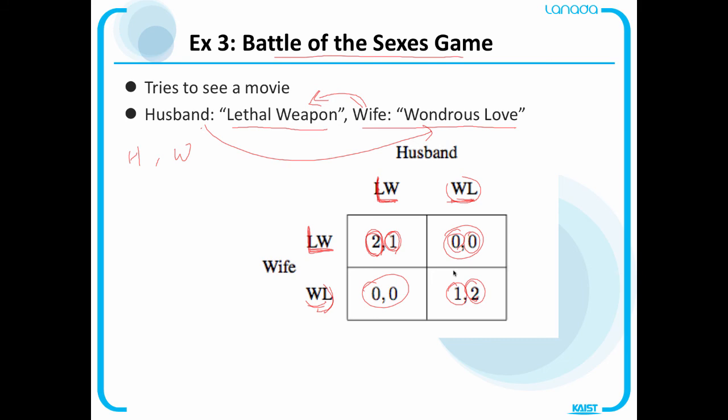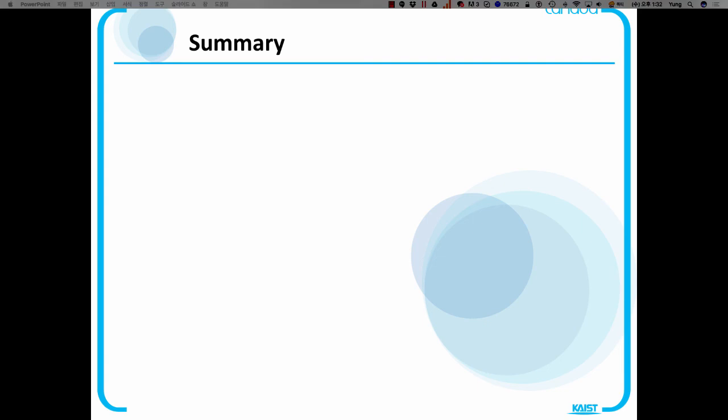And we have another very famous example, the prisoner's dilemma. Think about what the Nash equilibrium is. A small homework: what is the Nash equilibrium of the prisoner's dilemma game? Okay, think about that. This is pretty much about pure strategy. So let's summarize what we have done so far.